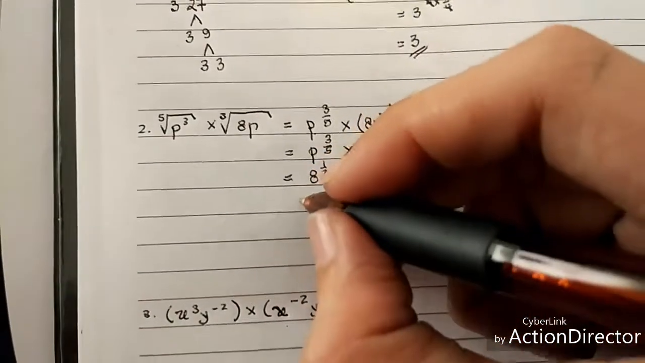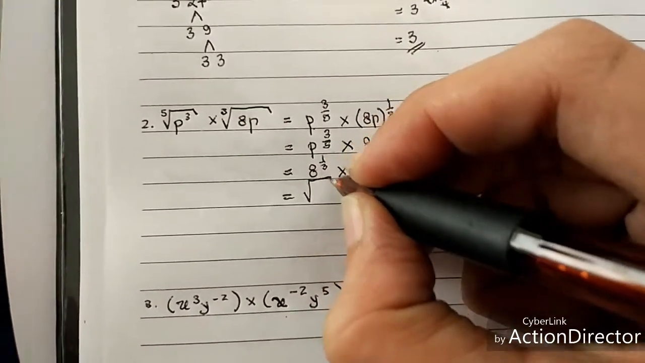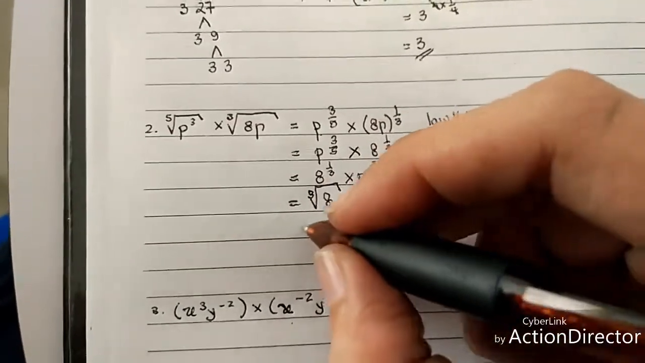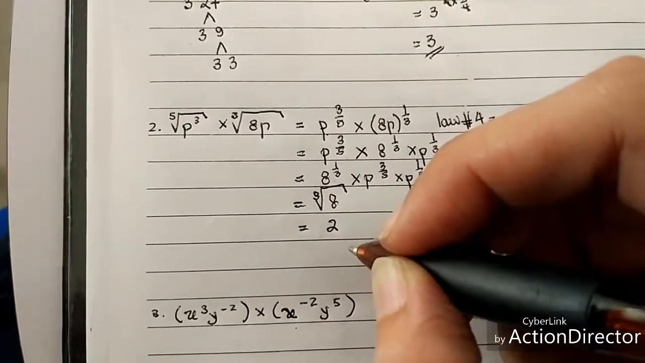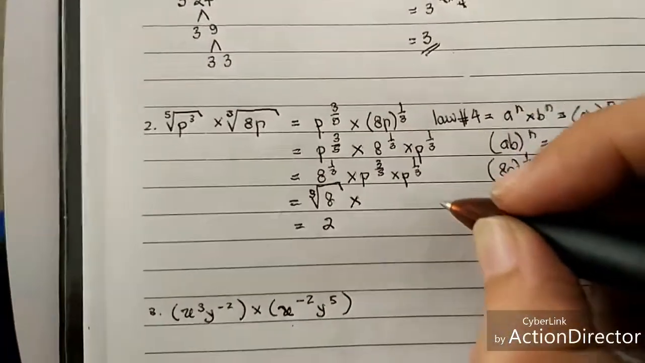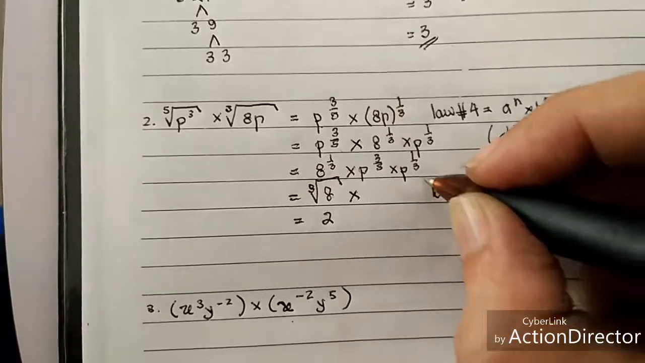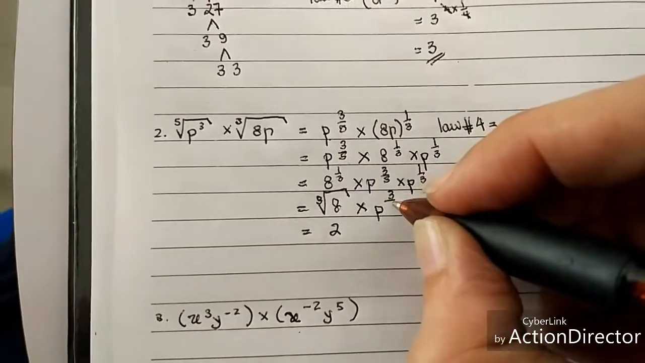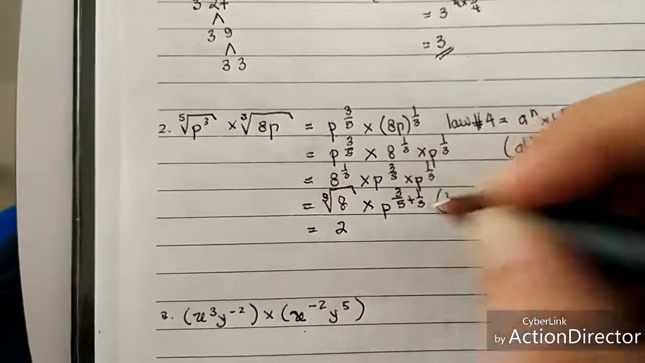Okay, now this one, if you use the radical sign, will be the cube root of 8, which will be 2, right? 2 times 2 is 4, 4 times 2 is 8. Now this one, according to law number 1, means p to the power of 3 out of 5 plus 1 out of 3.